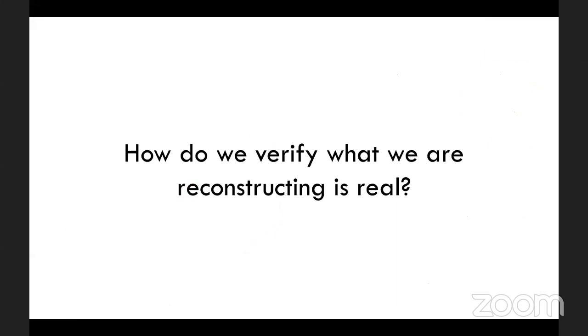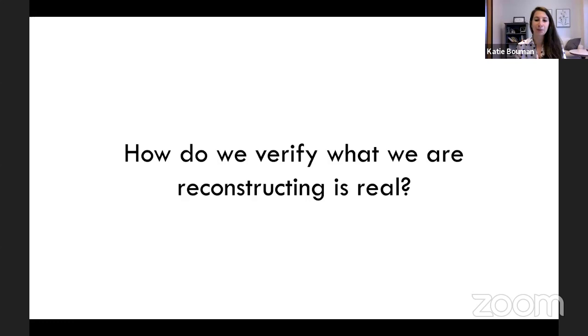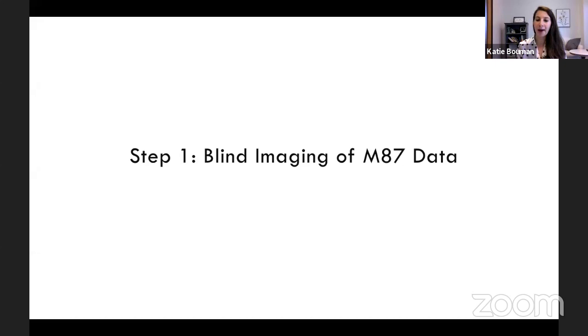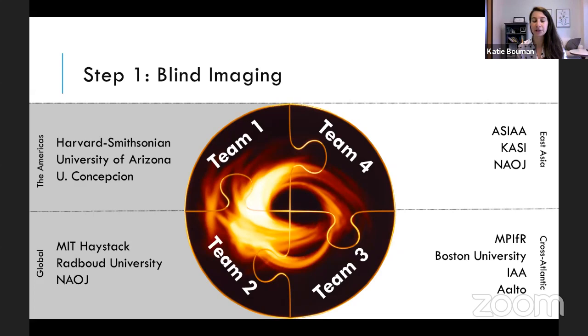And so the big question we face in dealing with M87 is how do we verify that what we're reconstructing with our imaging algorithms is real? In the first step, in order to avoid shared human bias and assess common features among independent reconstructions, we split ourselves into groups. We split about 40 people who worked on imaging into four teams. These 40 people either developed imaging methods or they were just really knowledgeable users of imaging methods. And these four teams span the Earth.